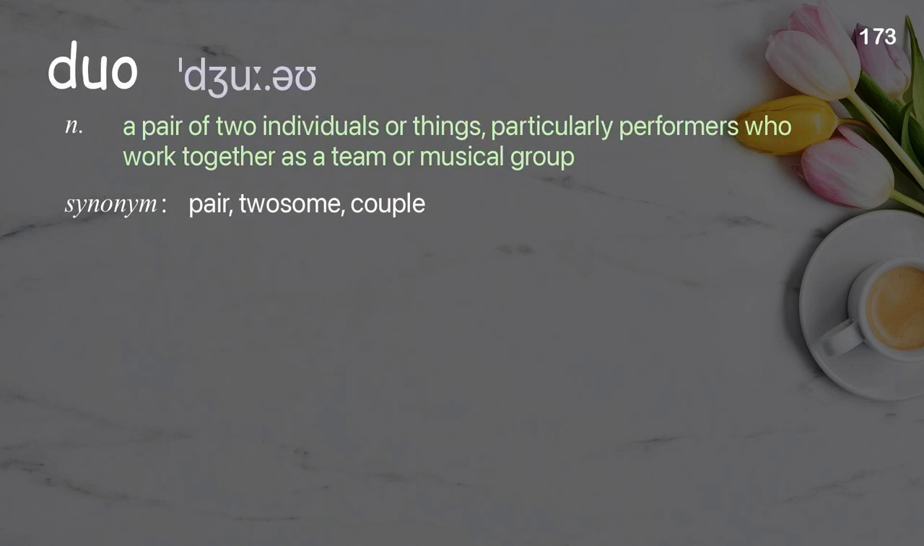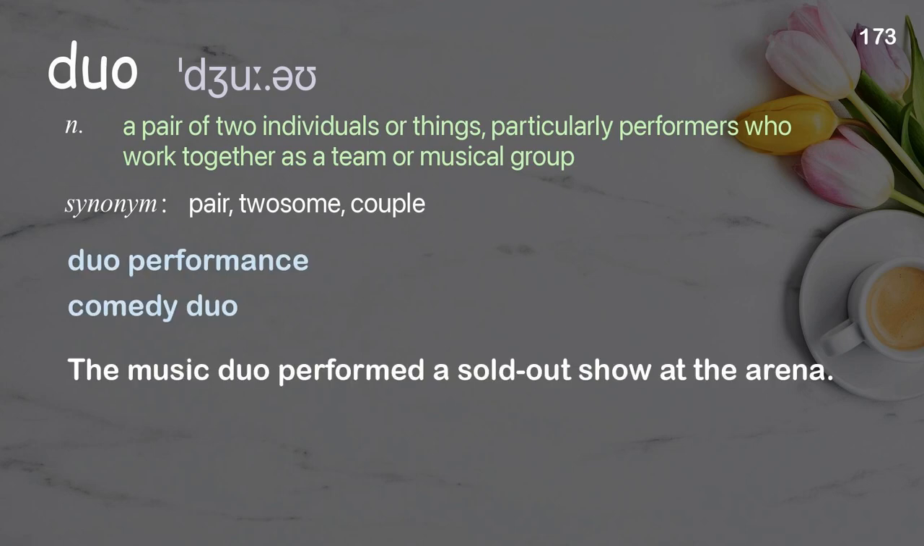Duo. A pair of two individuals or things, particularly performers who work together as a team or musical group. Examples: Duo performance, comedy duo. The music duo performed a sold-out show at the arena.